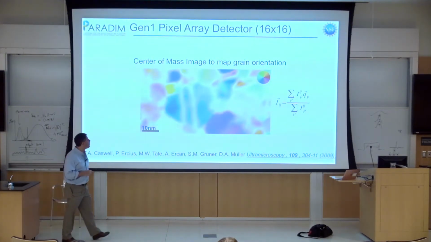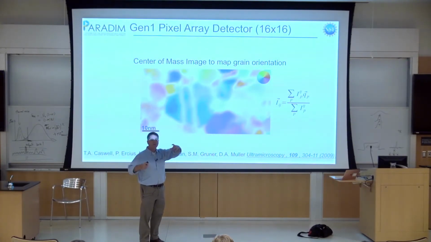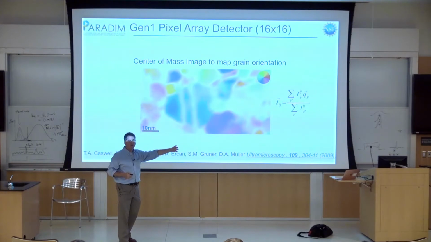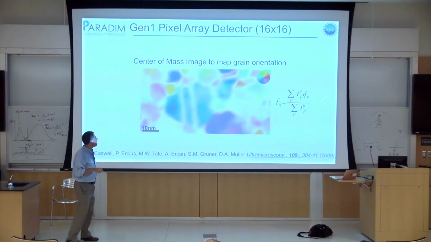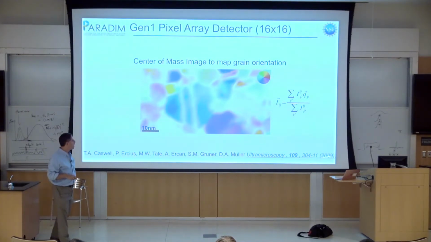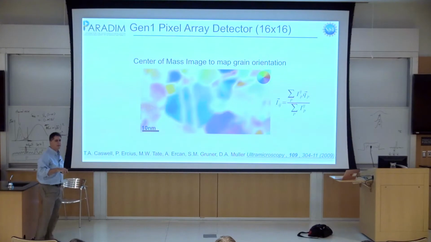I'll come back to this, but basically, remember when this morning we saw those diffraction patterns with the tilted Ewald sphere that had little rings on them? Well, if I measure where the average center of the diffraction pattern is, it's sensitive to the tilt of the Ewald sphere. So all we've done here is average the diffraction pattern, get the center of mass, and it's told us the grain contrast. This was the first time center of mass imaging was ever done, about a decade ago.